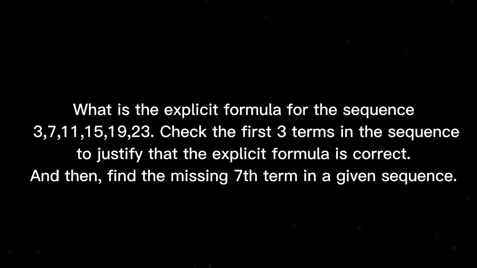To further understand, let us have one problem. What is the explicit formula for the sequence 3, 7, 11, 15, 19, and 23? Check the first 3 terms in the sequence to justify that the explicit formula is correct, and then find the missing 7th term in the given sequence.